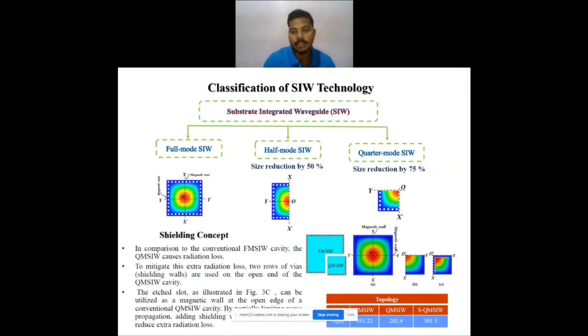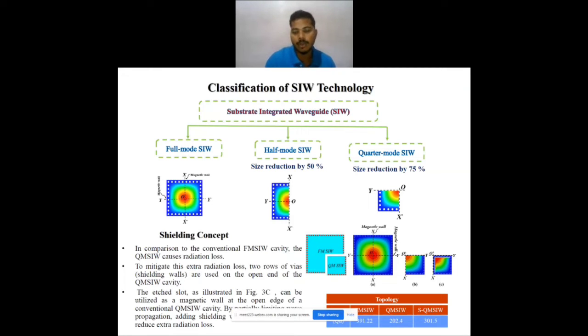Again, in the half mode and quarter mode, there is one more drawback. You can see the figure. In the figure, the magnetic wall is there. At the cutting part, extra unwanted radiation loss will be there. To mitigate this extra unwanted radiation loss, a new technology is used here, that is the shielding concept. In the shielding concept, what you have to do is put 2 extra rows of wires near the cutting part and one slot. In that way you can reduce the leakage losses and unwanted radiation loss.